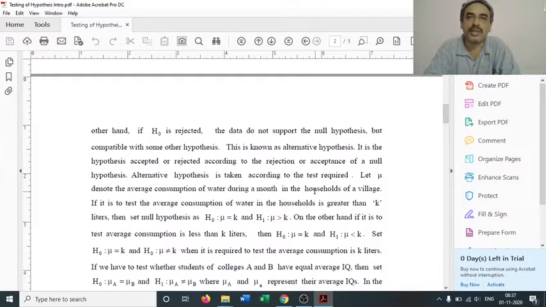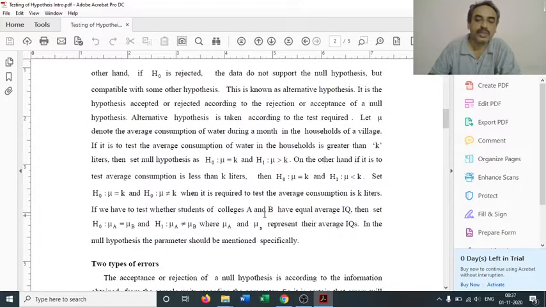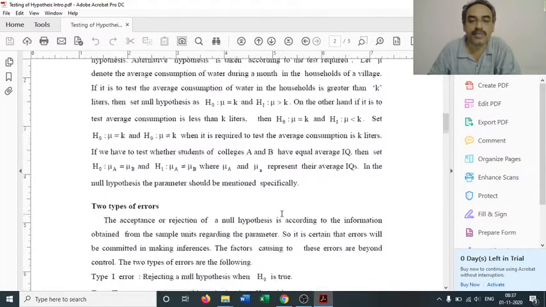So the range of the parameter cited in H1 is according to the test required. In H0, there must be a fixed value for the parameter. So that's about the null hypothesis and alternative hypothesis.